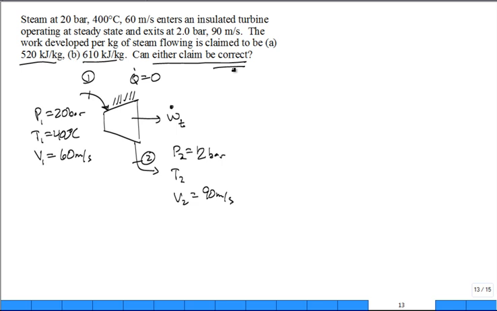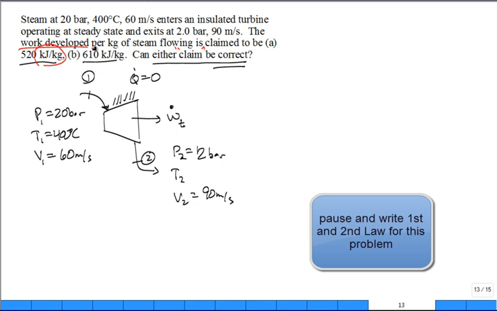So whenever you see a claim, a question of a claim like this, it's going to involve the second law of thermodynamics, as well as the first. All right? So let's take a look at applying the first law of thermodynamics. And let me pause and let you write the first law of thermodynamics for a steam turbine and see how far you can get. And I want a simple equation in terms of something where I have the units kilojoules per kilogram for the work developed. The work developed per kilogram of steam flowing. So show me that equation.